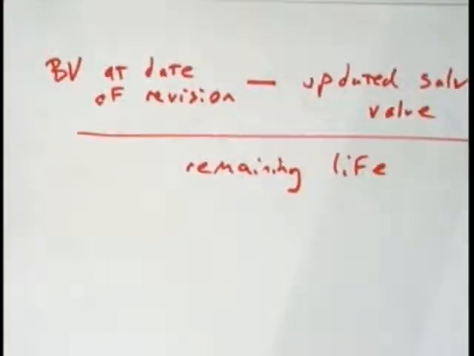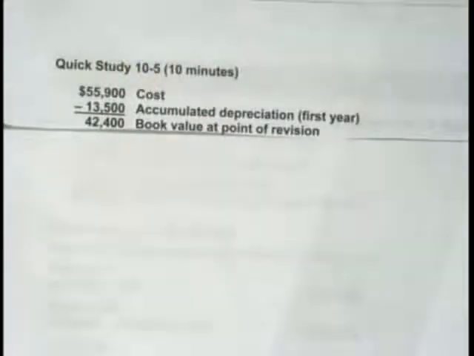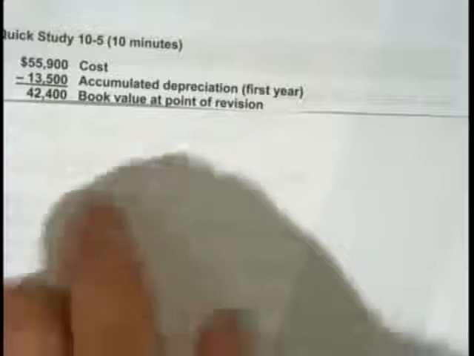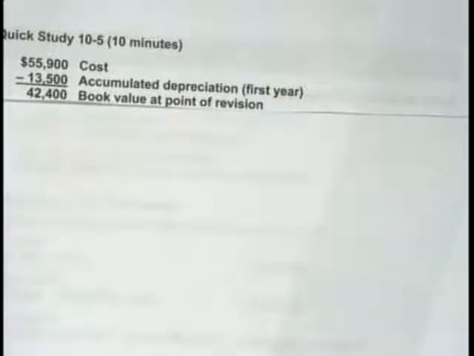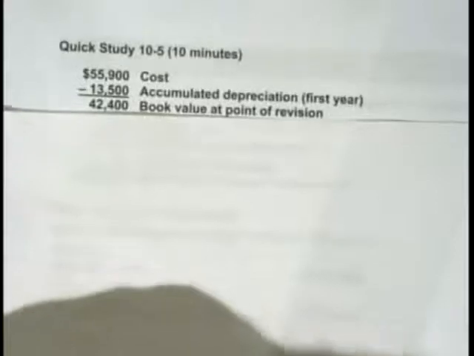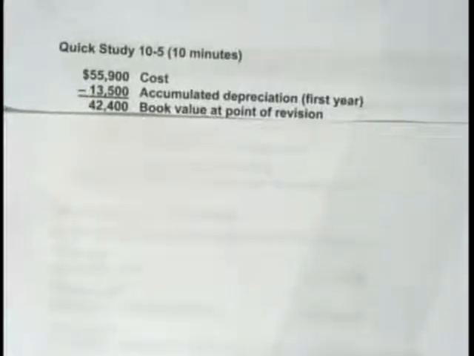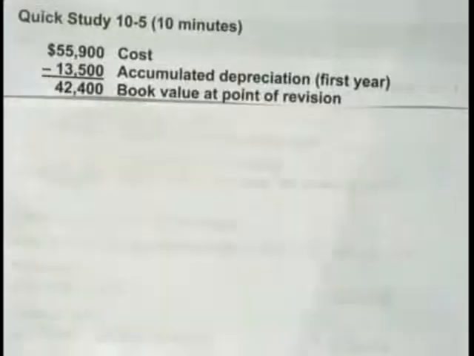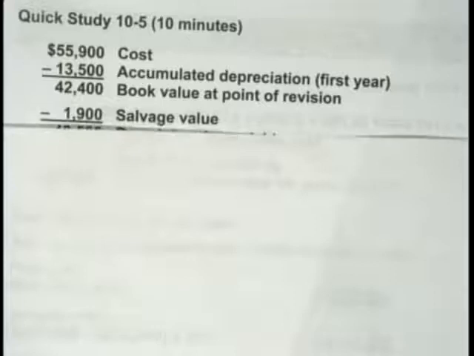All right. So remember what book value is? What's book value? Cost minus accumulated depreciation. Okay? So the first thing we have to do is say, what's our book value at the date of revision for this asset? Well, like I said, we had depreciated only 1 year, and that amount was $13,500. So our book value at the point of revision, at the beginning of the second year, is $42,400. Correct? So what is our updated salvage value? Has that changed? No. It still is $1,900, right?